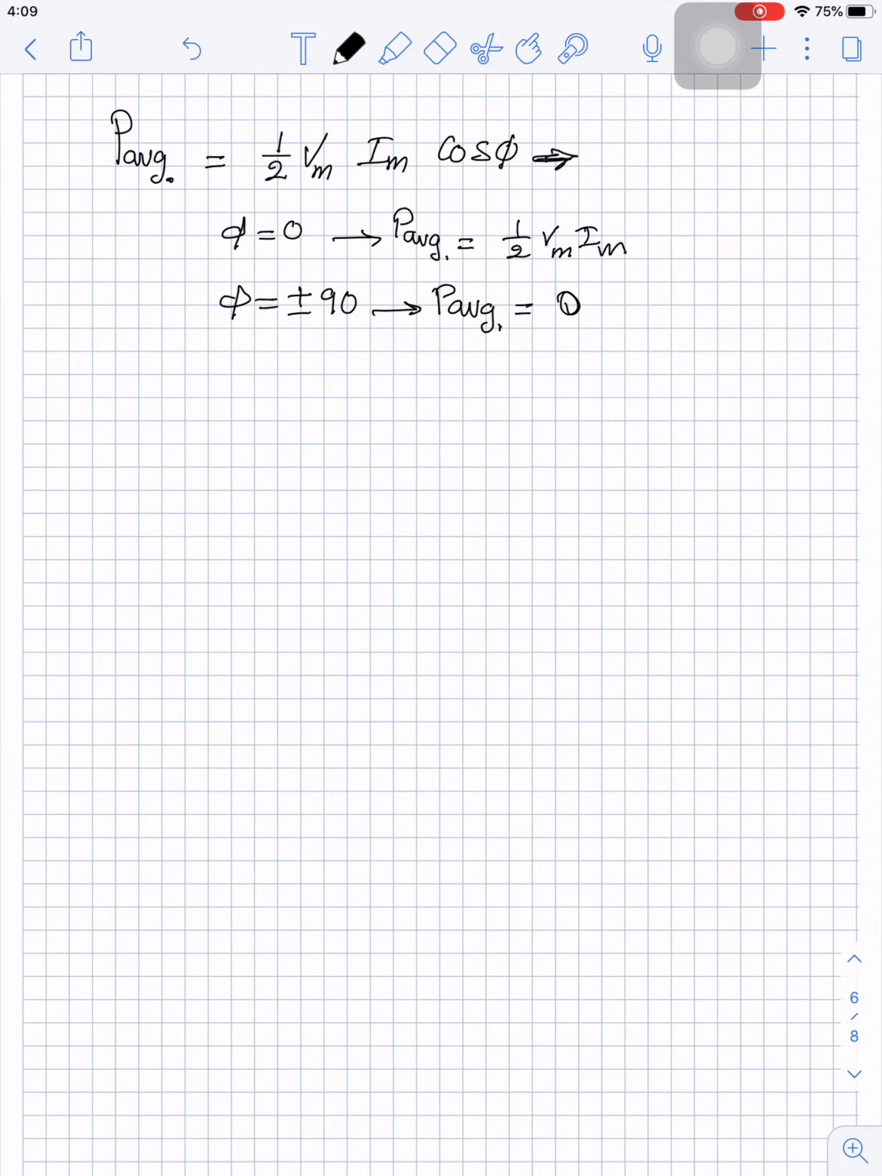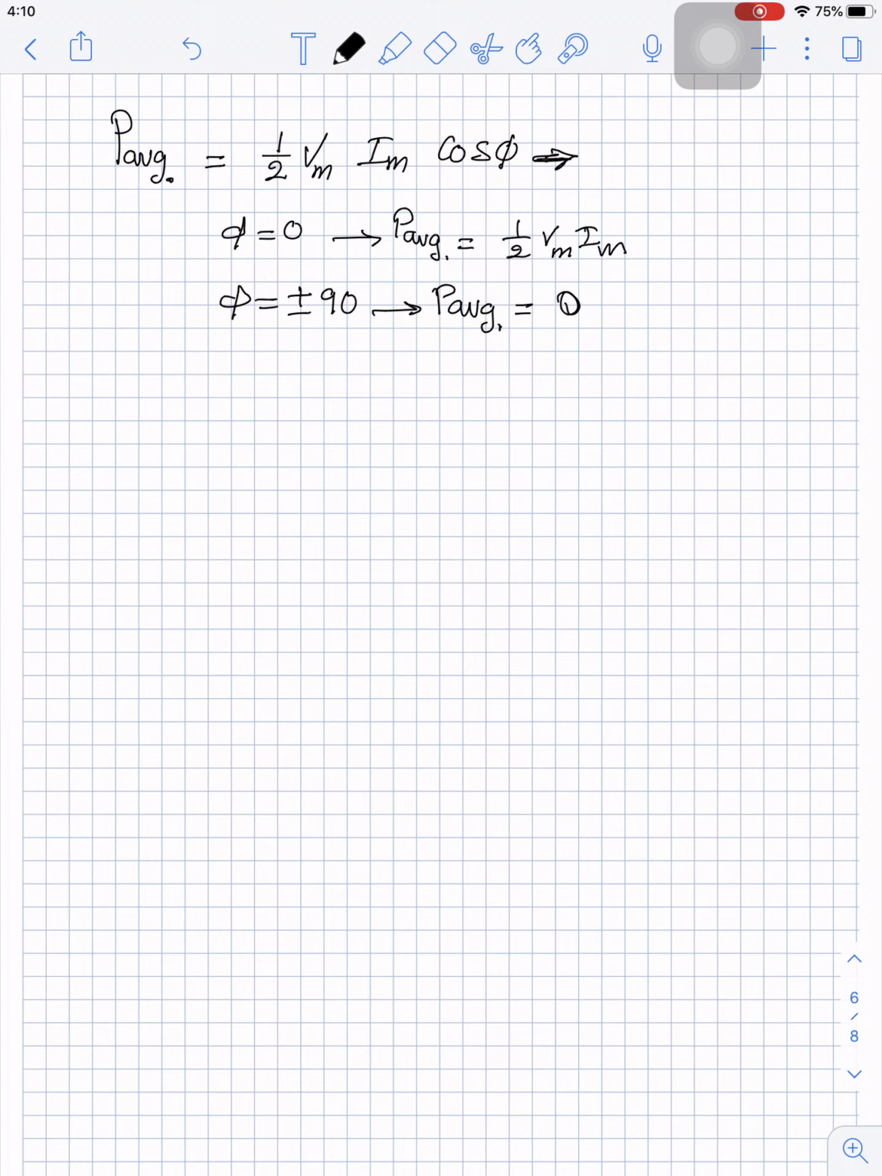Now, if I'm asking you, we have a 5 ampere load, 100 volt. What is the power of this load? You will answer directly. The power is VI. Okay, so is this the average power? Yes, this is the average power.